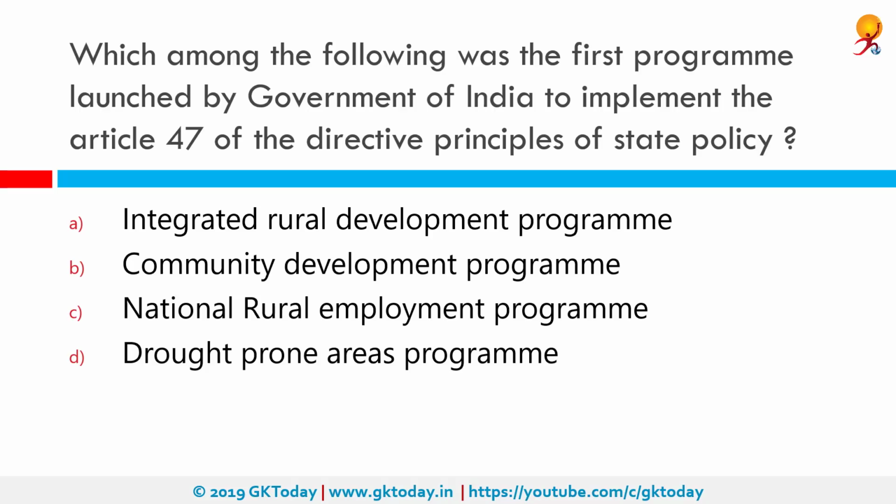Which among the following was the first program launched by the Government of India to implement Article 47 of the Directive Principles of State Policy? The correct answer is B, Community Development Program. Article 47 of the Constitution of India is one of the directive principles which directs the state to raise the level of nutrition and the standard of living and to improve public health as among its primary duties. In particular, the state shall endeavour to bring about prohibition of intoxicating drinks and drugs which are injurious to health.